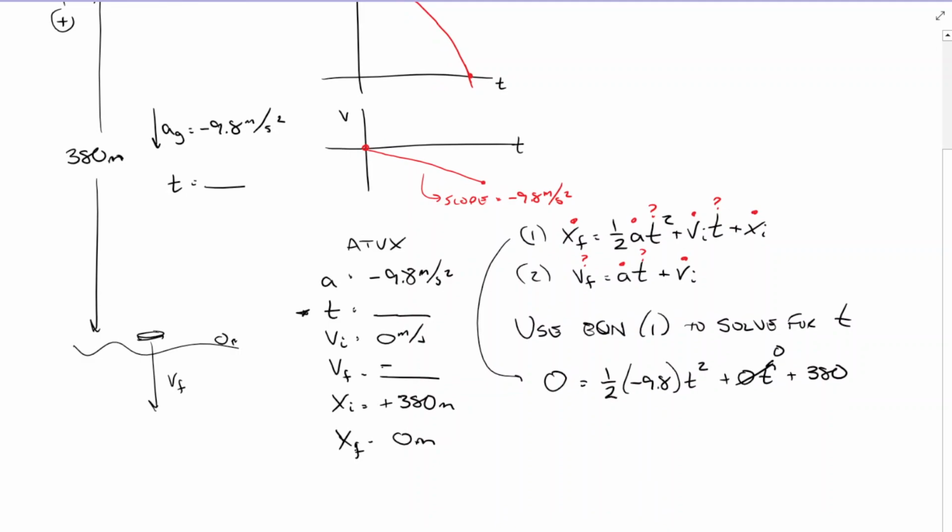You might want to simplify some things. What is 1/2 of negative 9.8? I can combine that, and I get negative 4.9 t squared plus 380. So I've just cleaned up my equation. I can combine 1/2 and negative 9.8 just by multiplying them. And now we're trying to solve for t.